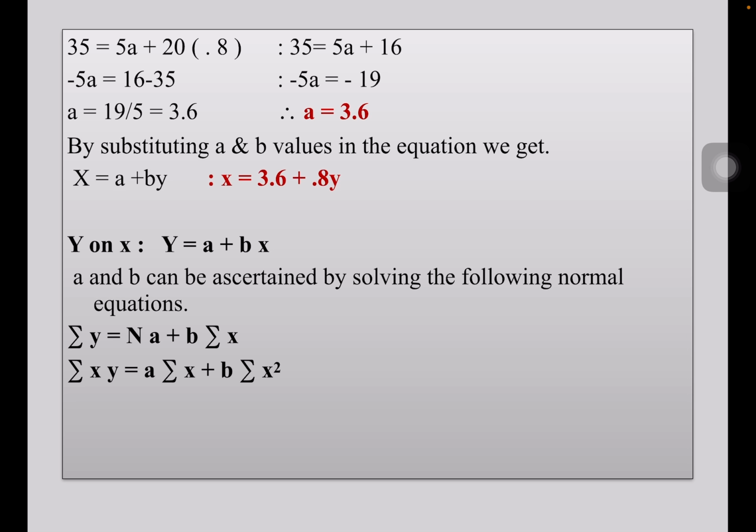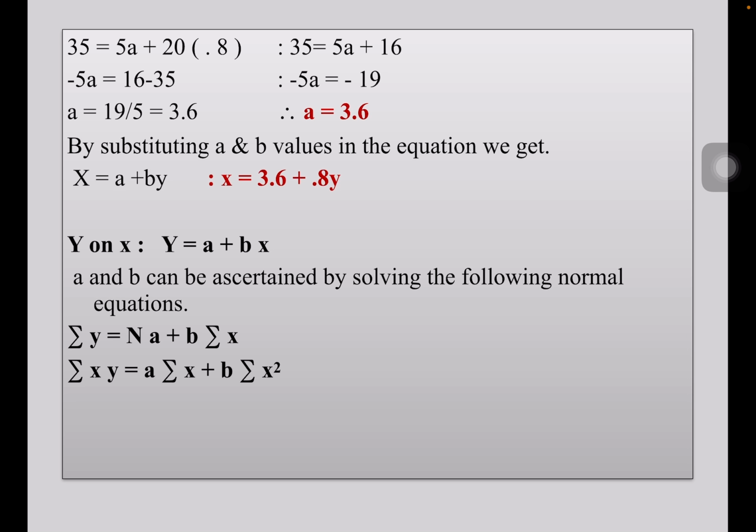So, a is 3.6. Now, x is equal to a plus by. So, x is equal to 3.6 plus 0.8y. This is the answer. Now, using this you can estimate the value of x. Put the value of y, they gave 9. When y is 9, to estimate x you have to put 9 here.